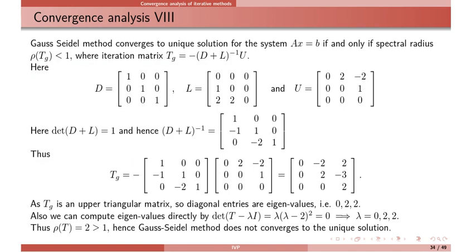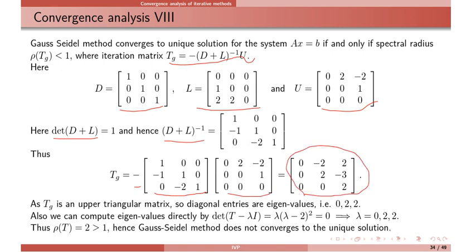Then compute the iteration matrix -(D plus L) inverse U. So write D, the diagonal part of A, L the lower part and U the upper part. Compute (D plus L) inverse. You can compute it by calculating the adjoint and then dividing by the determinant, or you can use a calculator. So this is Tg, -(D plus L) inverse multiplied by U. This is the final answer.